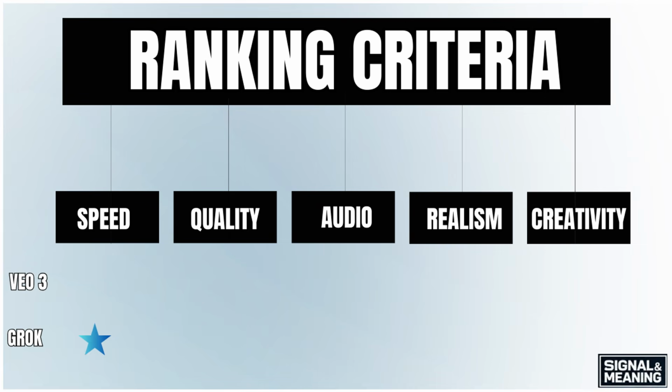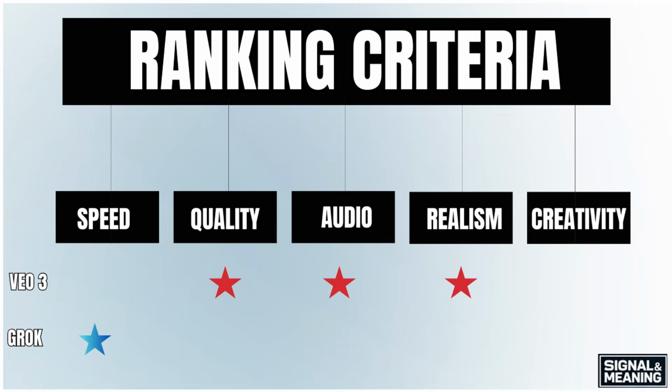Quality for sure goes to VEO3. In this example, again, audio, VEO3, again, realism, VEO3 in this case, creativity, VEO3. So VEO3, 4 points, GROK, 2 points. So now let's go ahead with the final test.